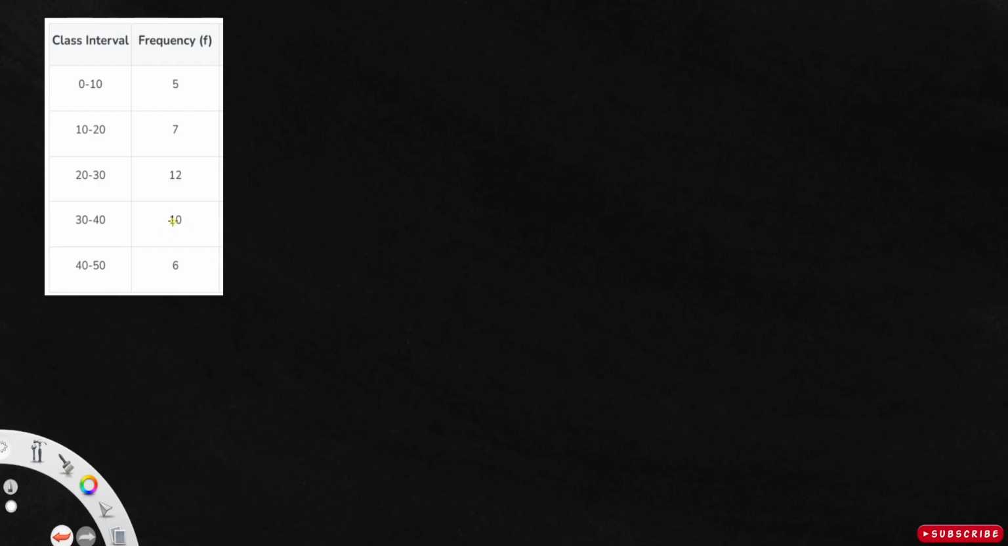So in today's video, we will talk about how to find the median of a grouped data. For that, let me write the formula for the median. We have median, usually represented by M, is equal to L plus (N by 2 minus CF) by F into H. We'll talk about the notations later. This is the formula for the median.